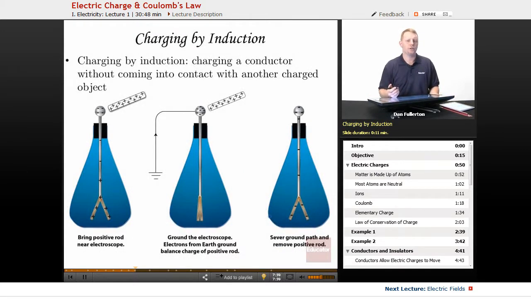We could also charge something by induction, charging a conductor without coming into contact with another charged object. And here's an example of how we might do that with an electroscope. If we start out and bring a positive rod near the head of the electroscope, the negative charges try and congregate near that positive rod. It attracts the negative charges, leaving a net positive charge down here at the bottom of the electroscope. The leaves spread apart. Now what we do, though, is we connect that metal rod to ground.